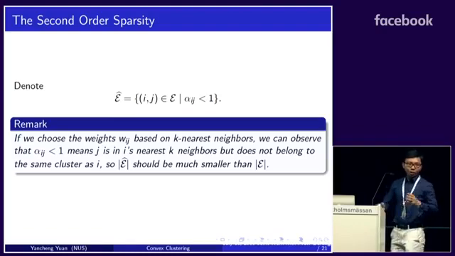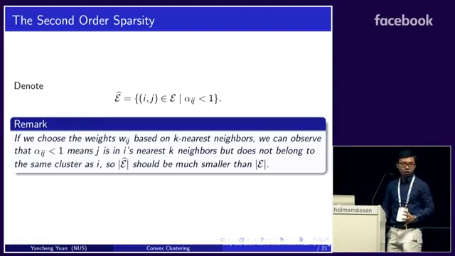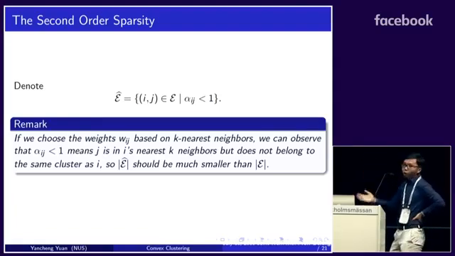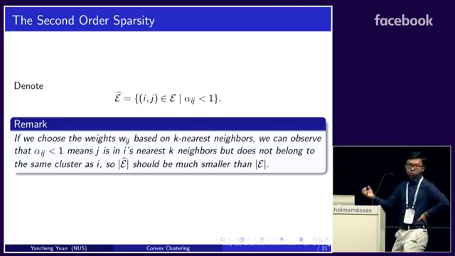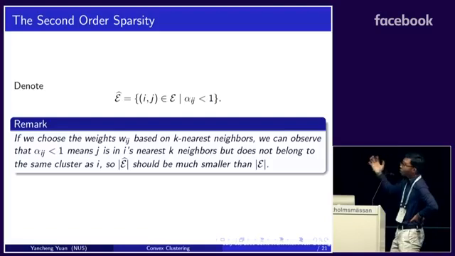The second order sparsity comes from the structure of the Hessian matrix. For those alpha ij less than 1, you need to compute it. For those alpha ij greater or equal to 1, it's 0. You do not need to compute it. And what does that mean?